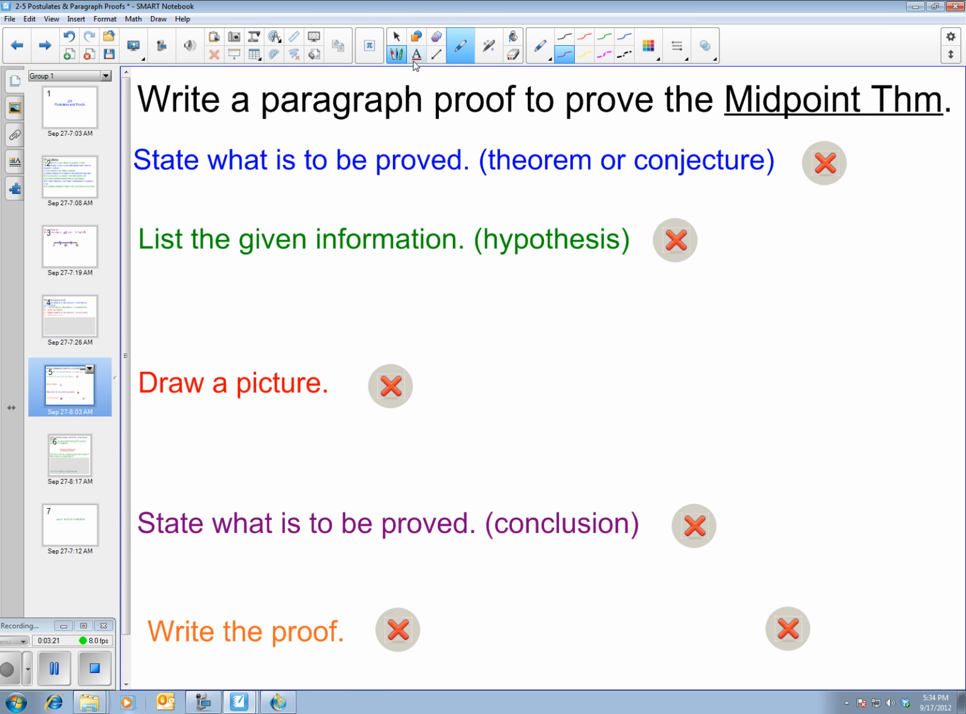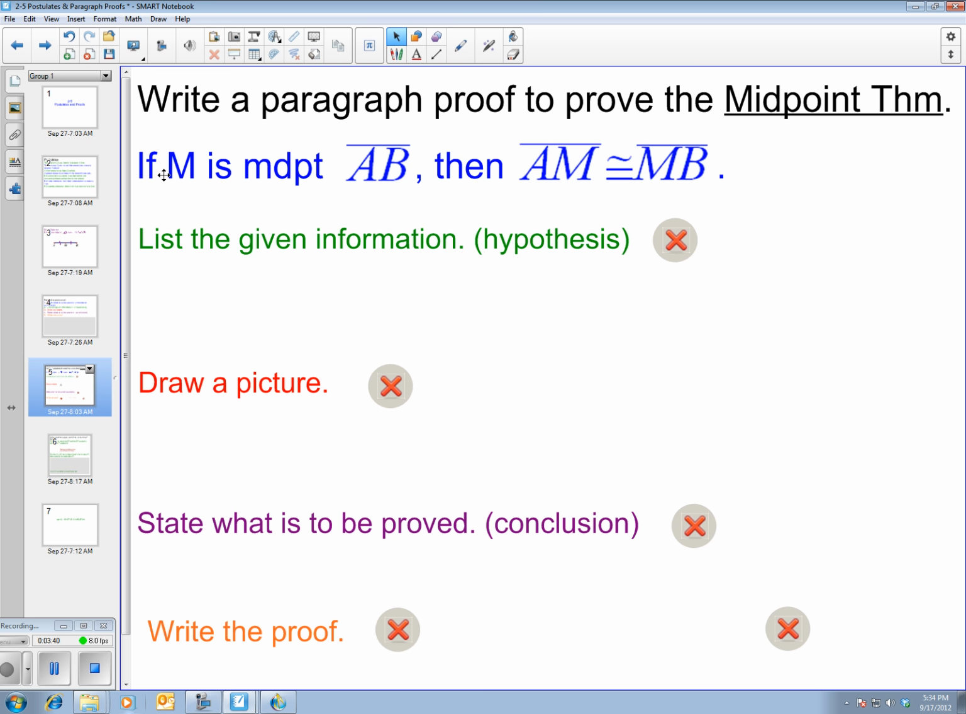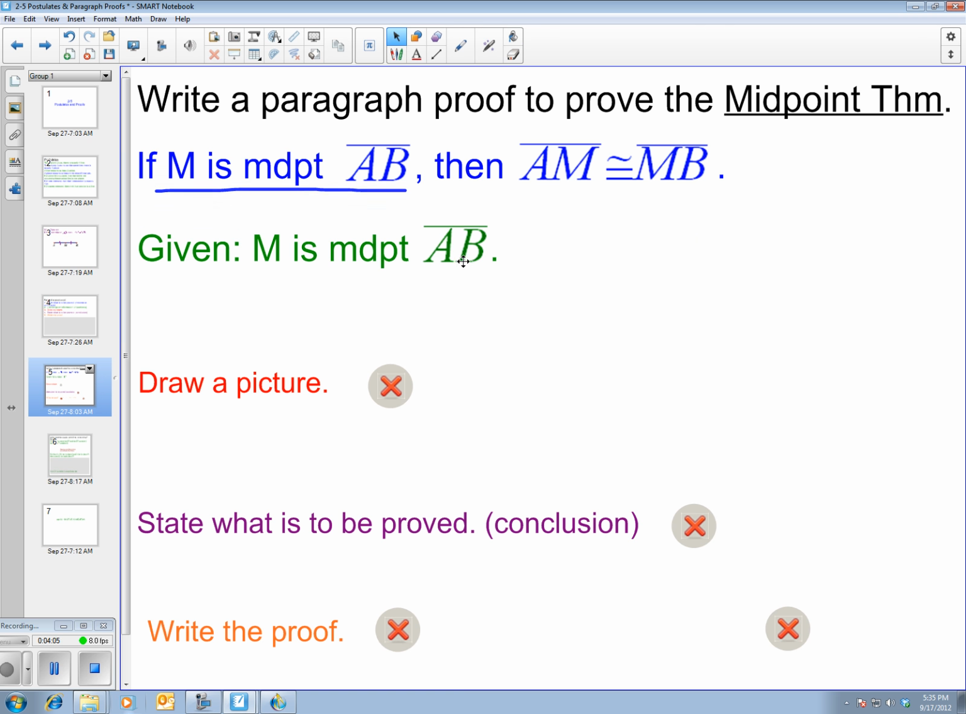So let's see what a proof would look like for a paragraph proof. We're going to learn about paragraph proofs, algebraic proofs, and 2 columns. First off here it says state what is to be proved. We're proving the midpoint theorem. So we write the midpoint theorem. If M is a midpoint of line segment AB, then line segment AM is congruent to line segment MB. List the given information. Remember, the given information is the if part of our statement. Given, M is the midpoint of line segment AB.